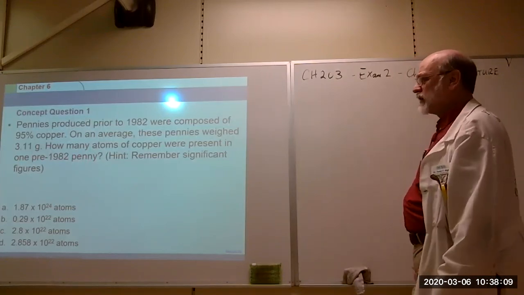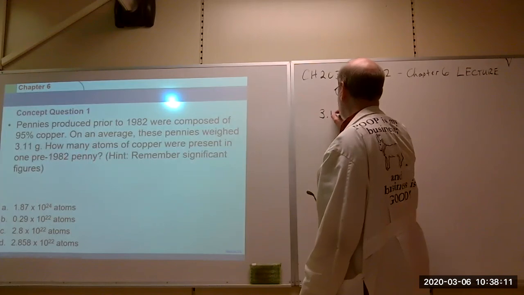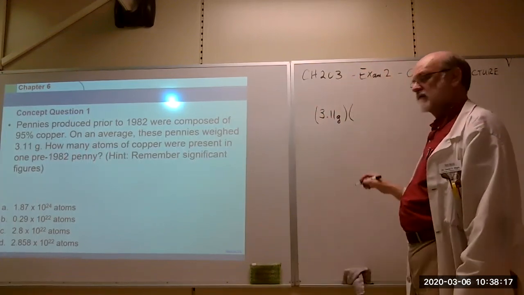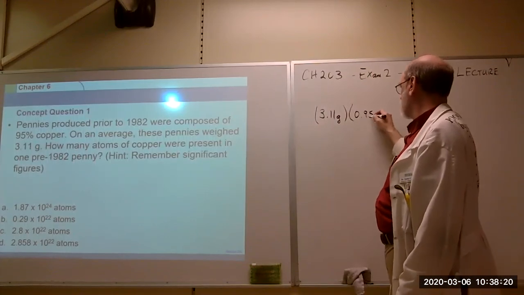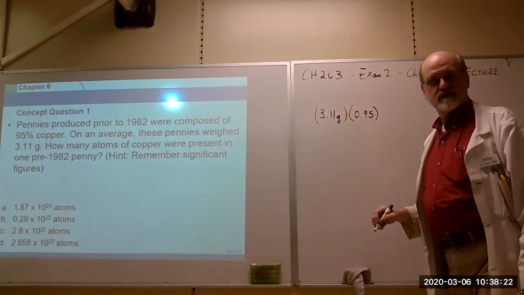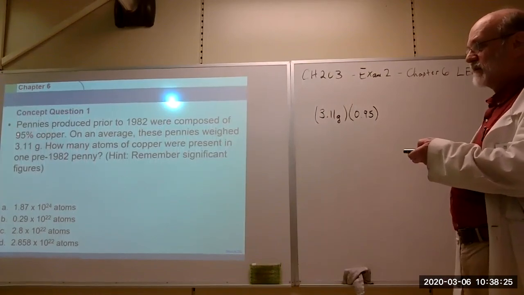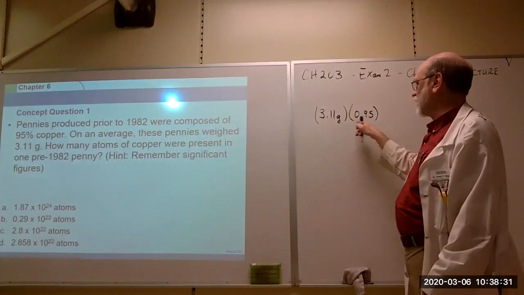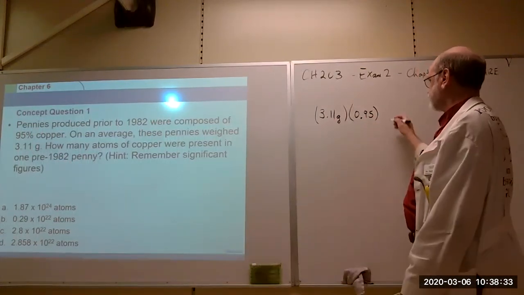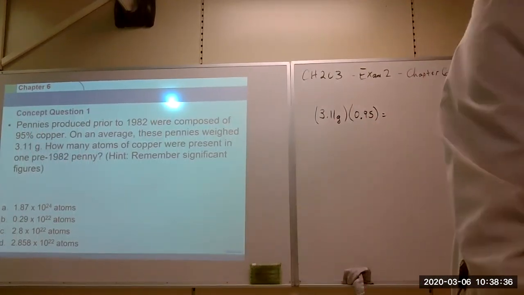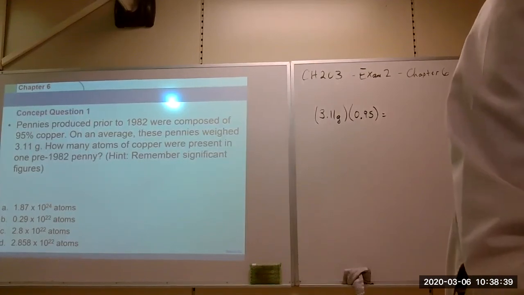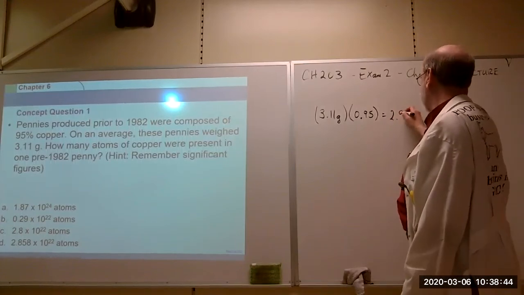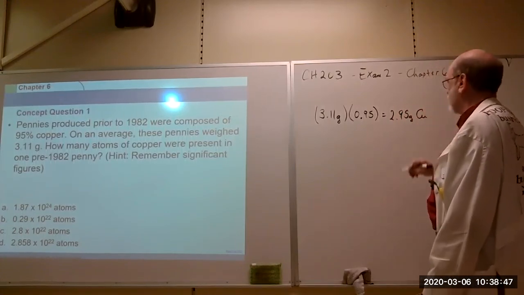Right. So if the penny weighs 3.11 grams, right, how much copper does it have? 0.95. Right. Remember, percent is a dimensionless number. So in fractional terms, this is how much copper you have, 0.95 times that. So that would be what? Did you get 2.95? 2.95 grams of actual copper.